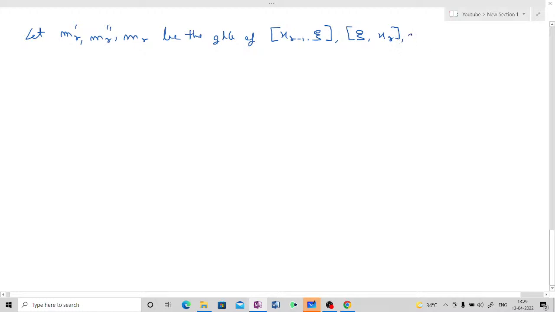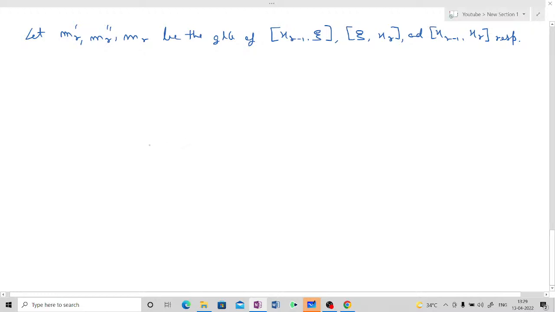Now we are coming into the proof. Let m_r', m_r'', and m_r be the greatest lower bounds of f on the intervals x_{r-1} to eta, eta to x_r, and x_{r-1} to x_r respectively. Clear? Respectively.